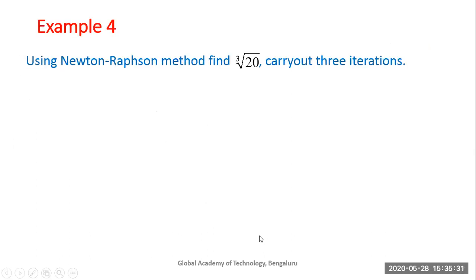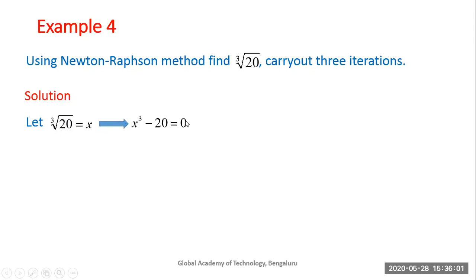So take one more example. Using the Newton-Raphson method, find the cube root of 20. Carry out 3 iterations. Imagine we don't know what the cube root of 20 is. So take cube root of 20 is equal to x. To eliminate this cube root, take the cube on both sides. We get 20 is equal to x cube, or x cube minus 20 is equal to 0. So this becomes an equation.